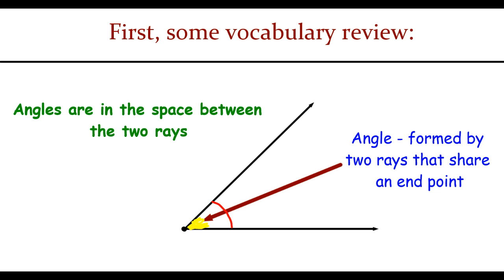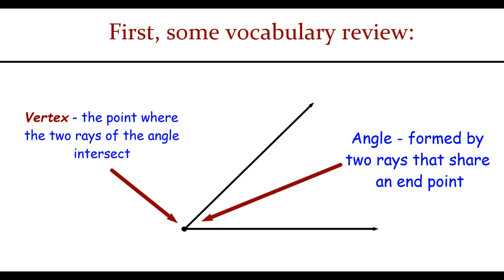One of the things that's true about angles is that it has a point where these two rays meet. That point is called a vertex, and is defined as the point where the two rays of an angle intersect. So go ahead, pause the video, write that definition down, and unpause when you are ready to move on.